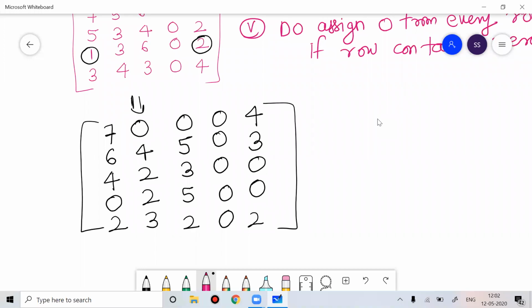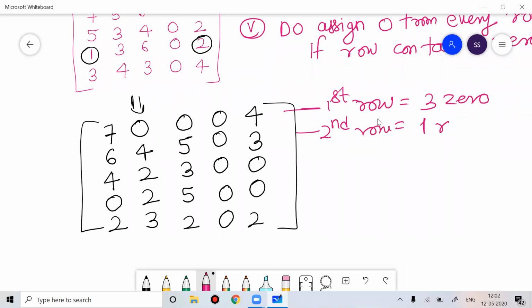Now if you see row 1, the first row has 3 zeros. So don't do assignment now. Okay, ignore it. If you see the second row, it has only one 0. So when you are assigning work to the rows and columns, you have to give preference to that row which has only one 0.